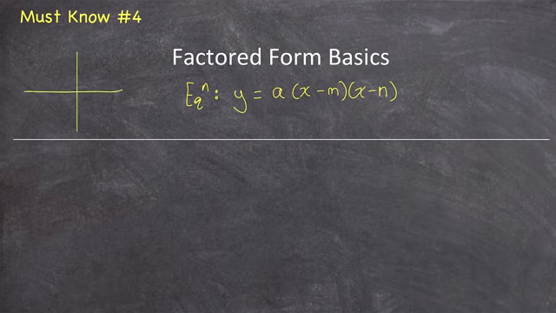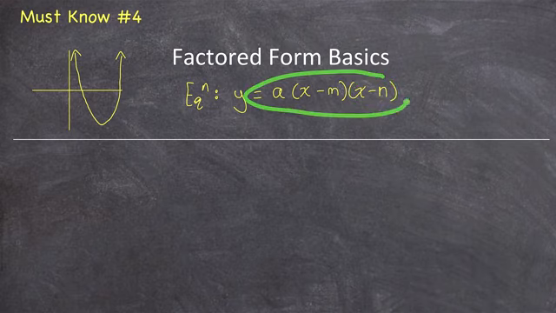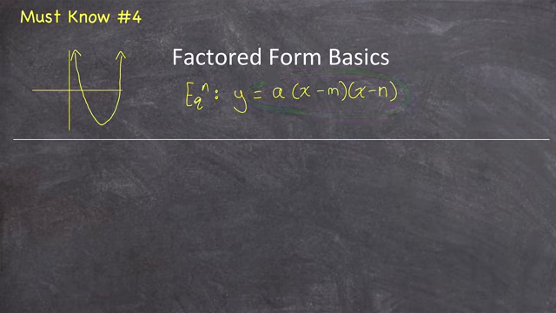Since the factored form is a product of factors, if we want to know the x-intercepts of a quadratic, well, we know at the x-intercepts y is 0, so we would just figure out what makes any of these factors be 0. X minus m would be 0 if x was m, and x minus n would be 0 if x was n. So if x was either m or n, this whole product would be 0, meaning it's an x-intercept. So the x-intercepts are at m and n.